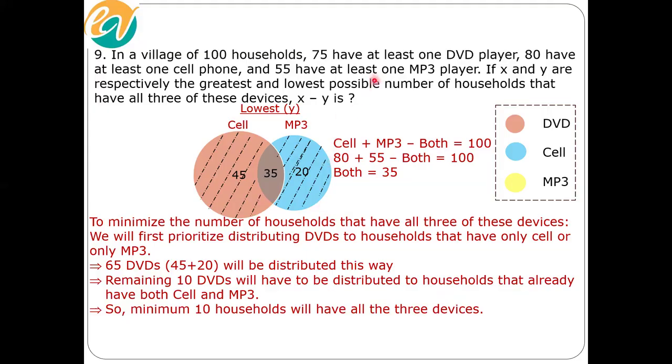What was the maximum number of households that have all the three? We already found this out as 55. So 55 is the value of X. 10 is the value of Y. So X minus Y would be 45. Clear? So this, I consider it to be quite an important question conceptually, because some variation of this is something you can definitely expect, both in quant and in data insights, in statistics type of questions.